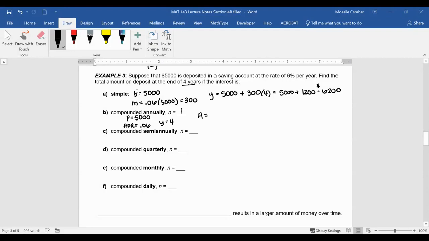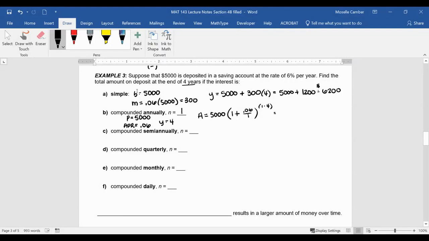Okay, so my exponential, right? You start with your original amount. So the original amount is our principal, which is 5,000. And so 1 plus your rate. Now this is just one time per year, so it's going to be 0.06 divided by 1. In other words, because it's the entire year, you're going to have that full 6% when you compound it. And that is going to be raised to 1 time per year times 4 years. So you have 1 plus our APR over N raised to the N times Y.